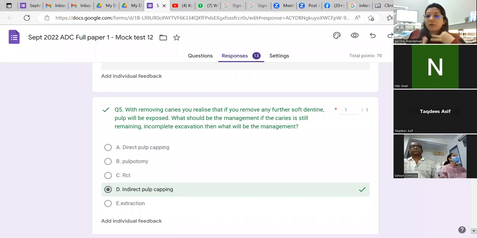DPC is not an option. Pulpotomy can be an option, but why do you want to do it? RCT is an option, but why? Extraction, why do you want to remove the tooth?